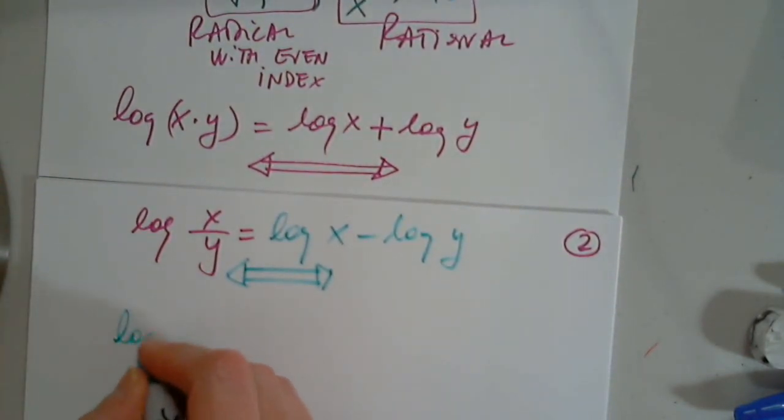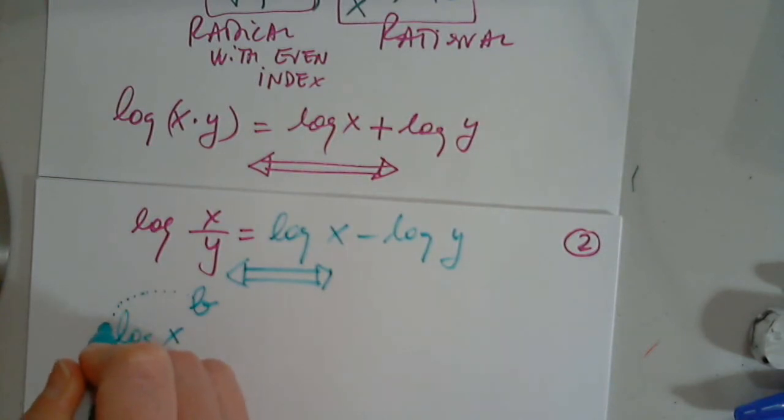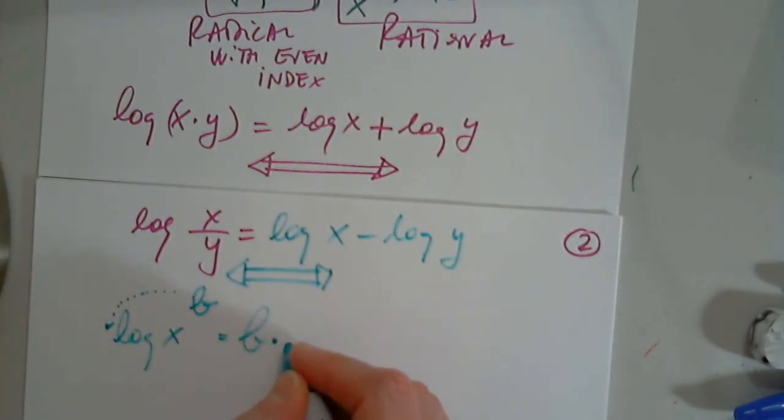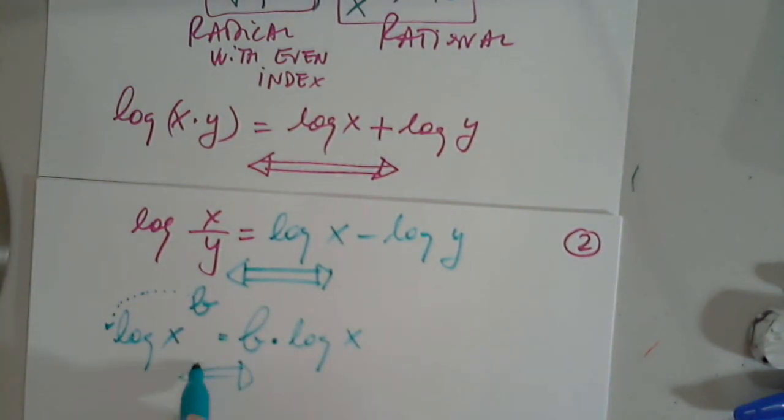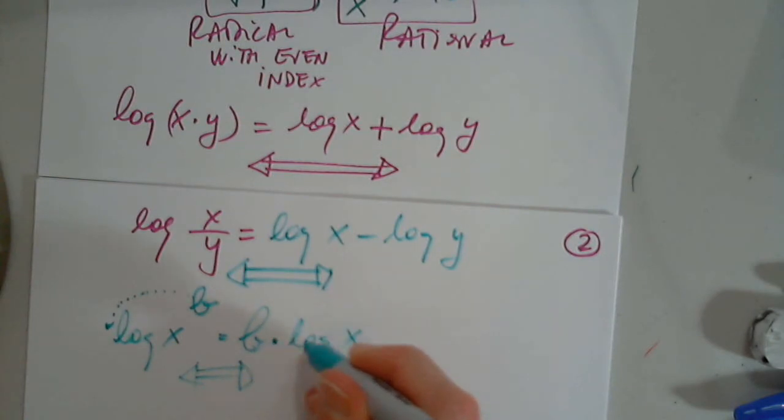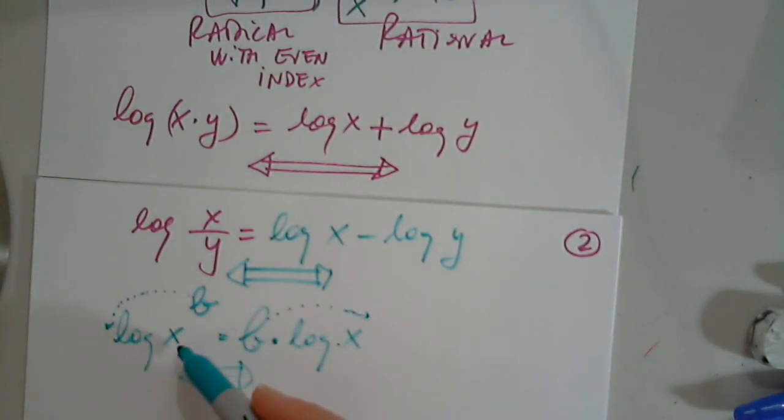And one more, log base x raised to power b. This goes in front as a factor. Factor meaning it multiplies log: b times log x. And of course, this goes back and forth. If I see a number that multiplies a log, I know I can put it back as a power. If I see log applied to a power, I can take the power and put it in front.